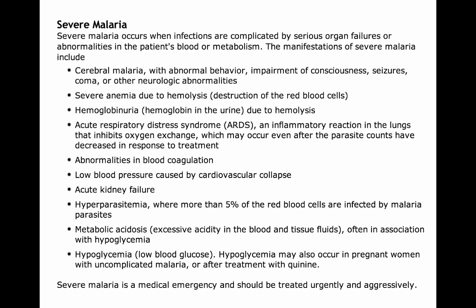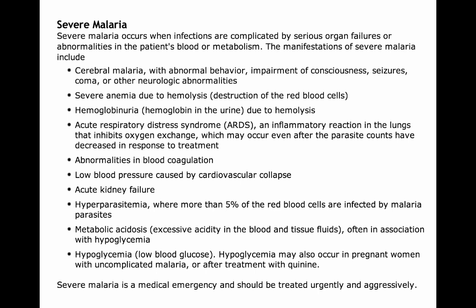Now, depending on the parasite, they can also cause acute respiratory distress syndrome, which is an inflammatory reaction of the lungs where you have the Plasmodium infecting the red blood cells that are present in the lungs, and therefore they reduce the oxygen exchange that the lungs have. Because they are destroying red blood cells, you have abnormalities in blood coagulation as well. Blood pressure comes down, and because of the many different parasites and the debris from the red blood cell destruction, you can have acute kidney failure.